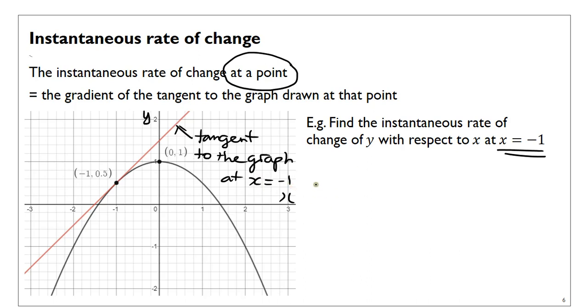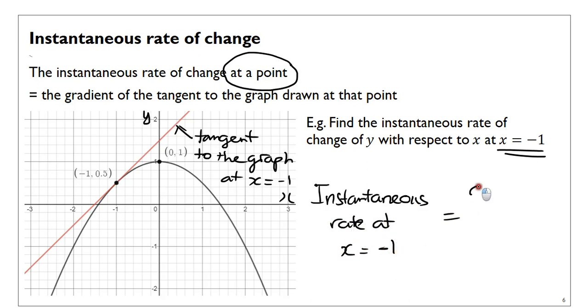So the instantaneous rate of change at x equal to -1 is going to equal the gradient of the tangent at x equal to -1. Okay, so the instantaneous rate of change is the gradient of the tangent at that point. The average rate of change is the gradient of the secant drawn between the 2 points.